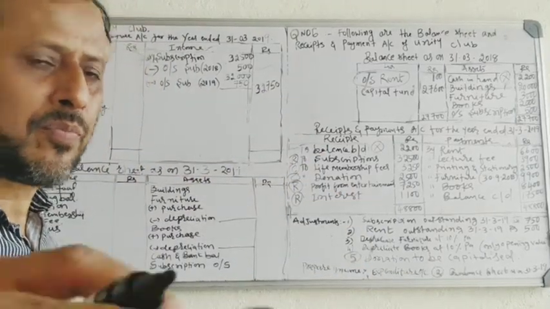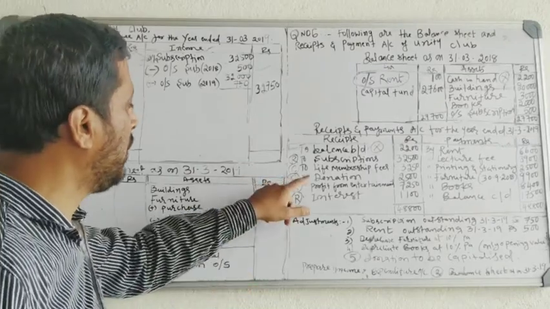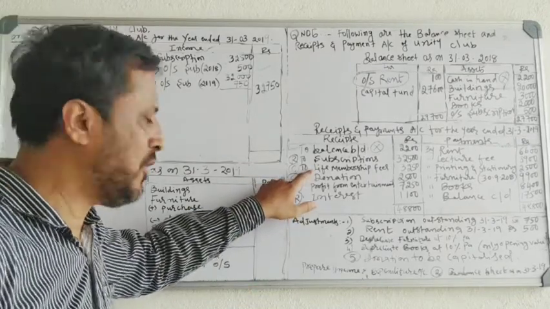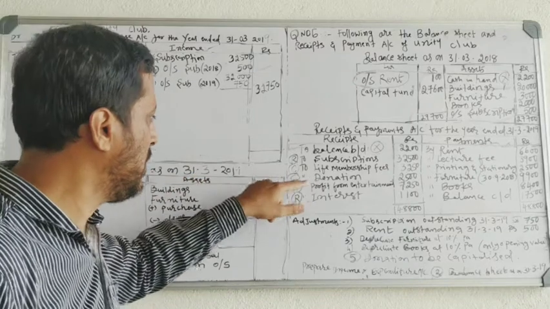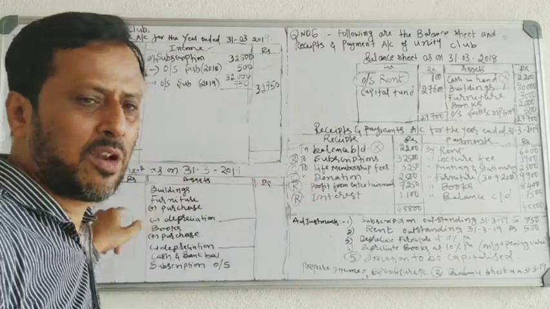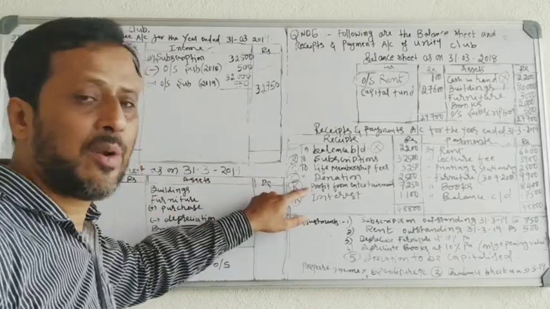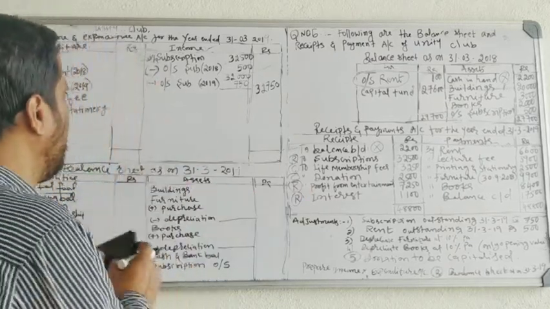Okay. Now, next you go to life membership fees. Life membership fees you have to record in the balance sheet. Donation is a capital receipt, record in the balance sheet. Profit from entertainment is a revenue receipt, record in income and expenditure.